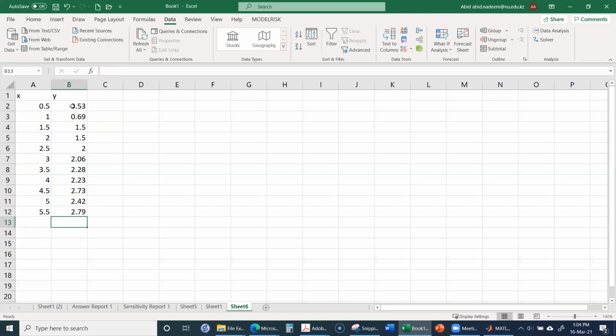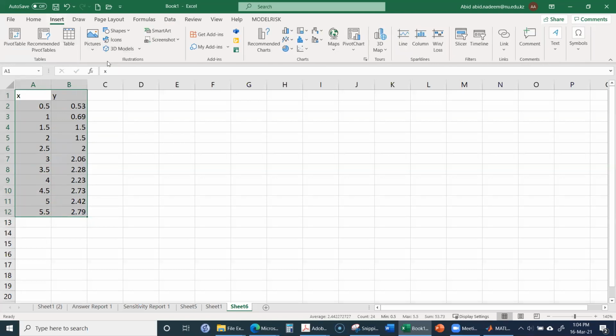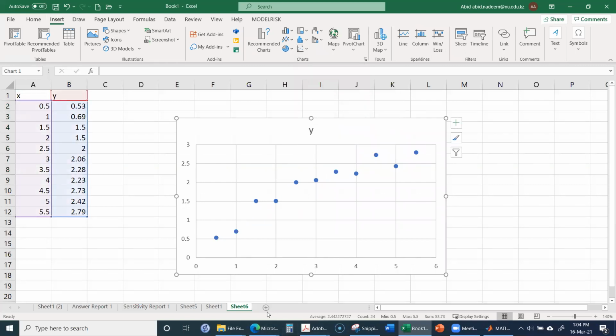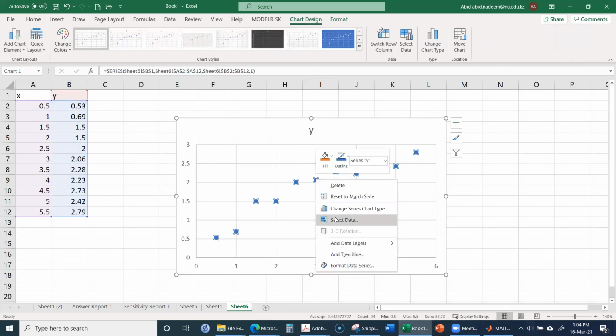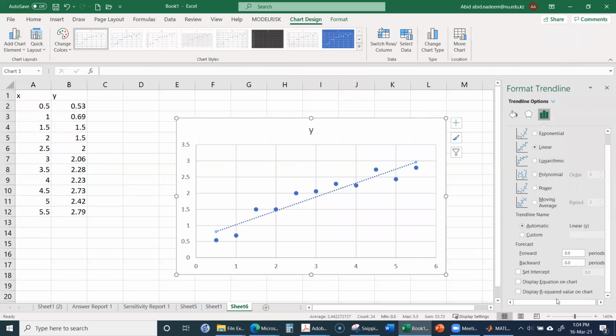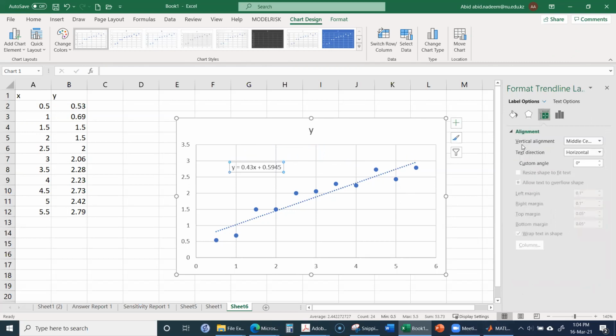Okay. So we already know that we can represent, for example, insert, chart, and then we can represent them like this, okay? And we also know that we can add the trend line. By default, linear is selected over here, and its trend line has been generated. So in this case, display equation on chart. So the equation of this has been generated.